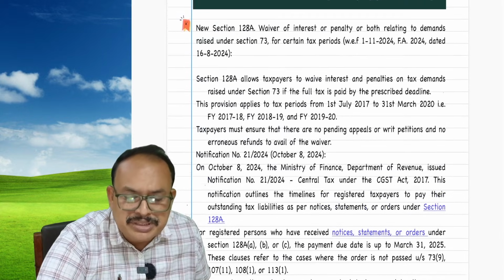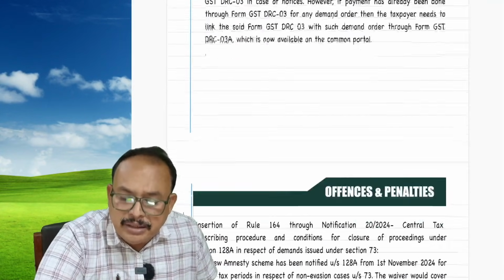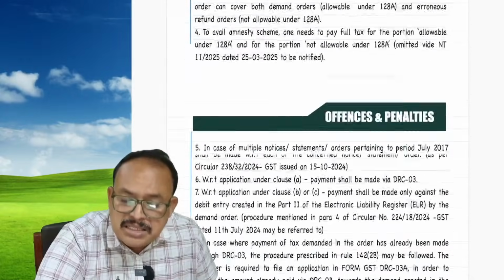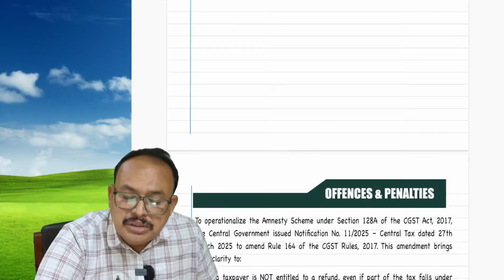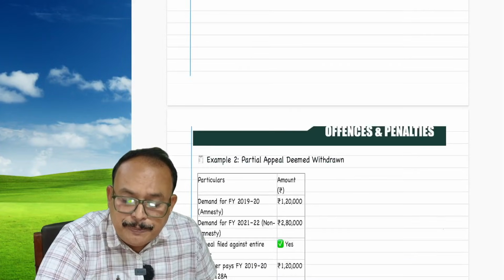128 is an old provision, meaning an outdated provision, not there now. Section 129, detention and seizure of the goods. Detention and seizure of the goods is relevant from the exam point of view.